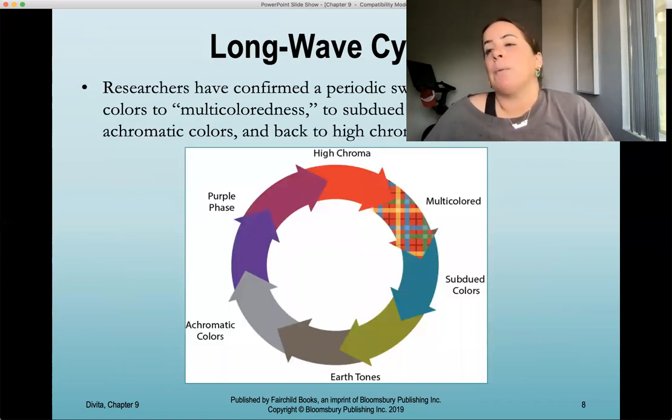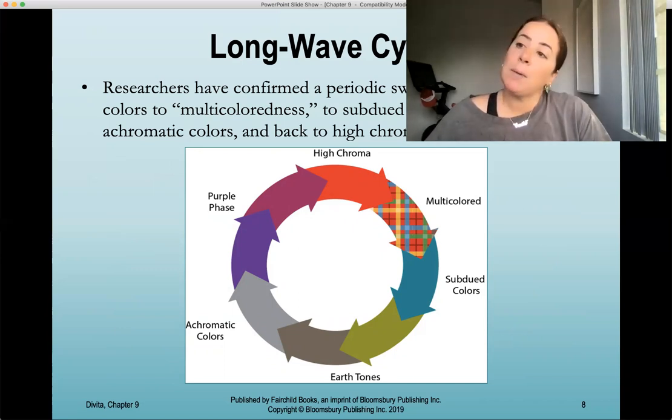So let's talk about long wave cycles. Researchers have confirmed a periodic swing from high chroma colors to multicoloredness to subdued colors to earth tones to achromatic colors and back to high chroma colors.